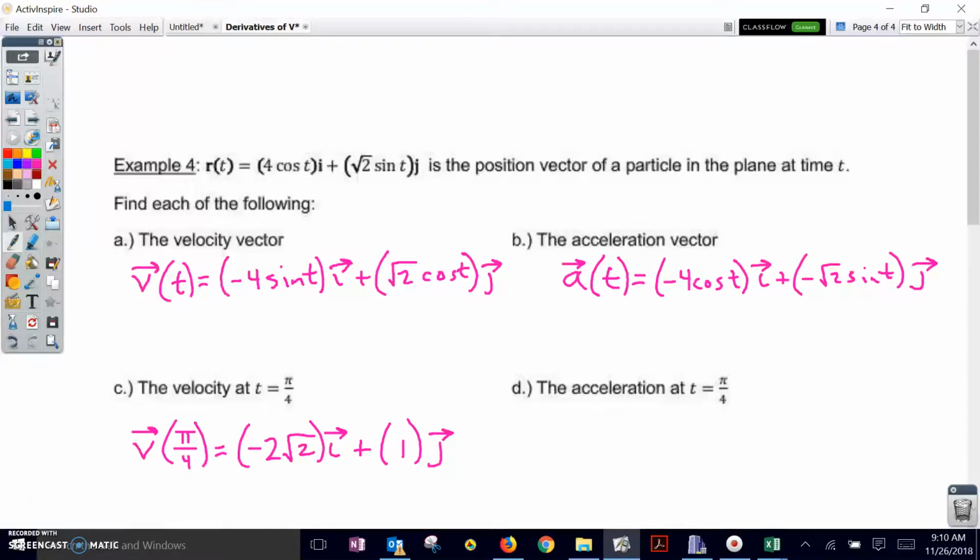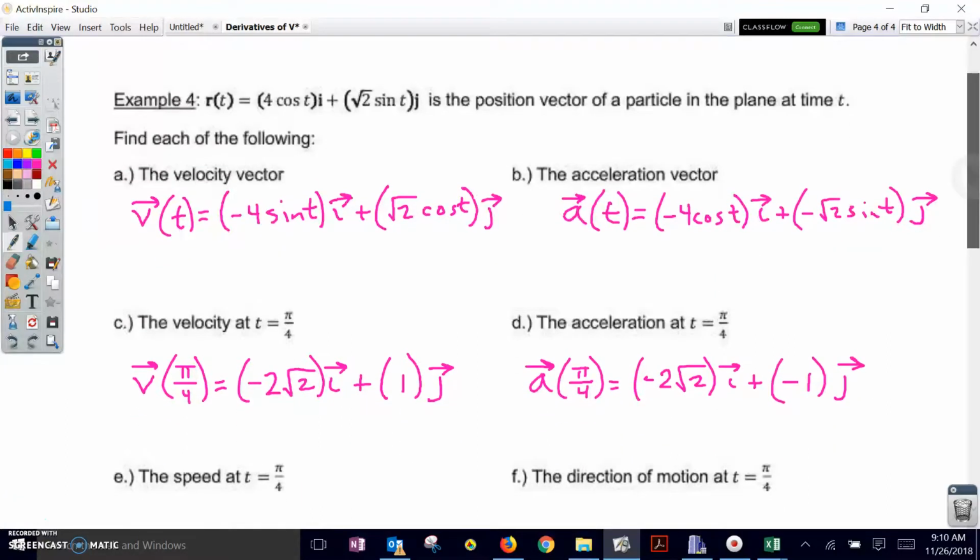The acceleration vector at time pi over 4, I'm just going to substitute into my acceleration vector function. And so I put pi over 4 in there, and we're going to have, let's see, negative 4 times root 2 over 2. That's going to be negative 2 root 2 i and negative 1 j.